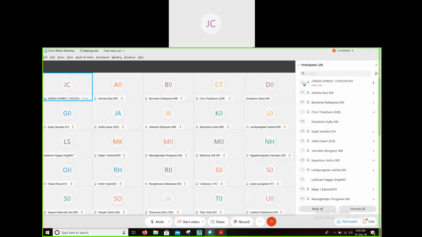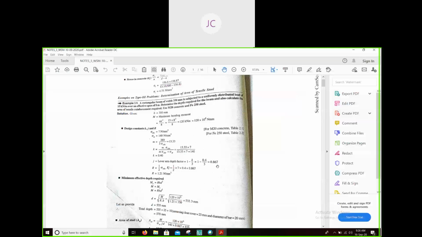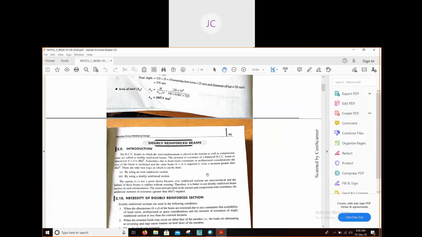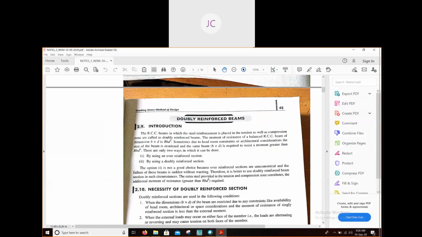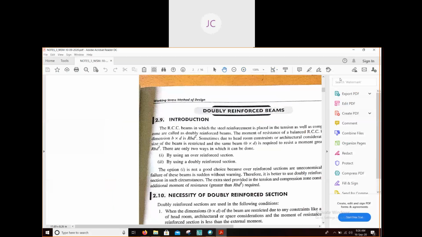I am going to share the screen. Okay, now I am going to share the screen. All of you will see that. Okay, share. Yeah, I hope all of you can see it. Okay, I hope you can see the screen.